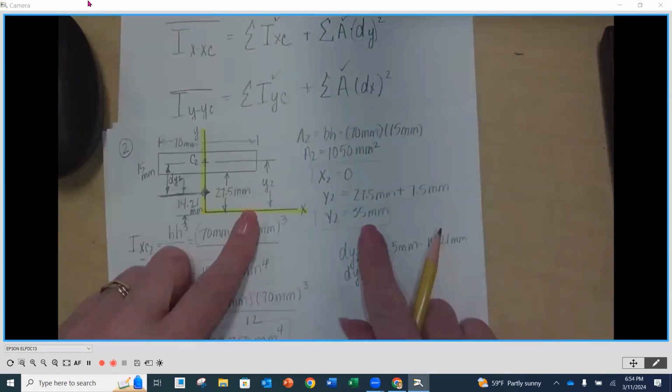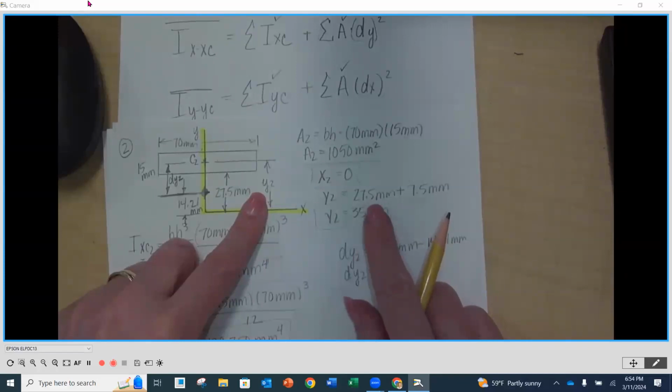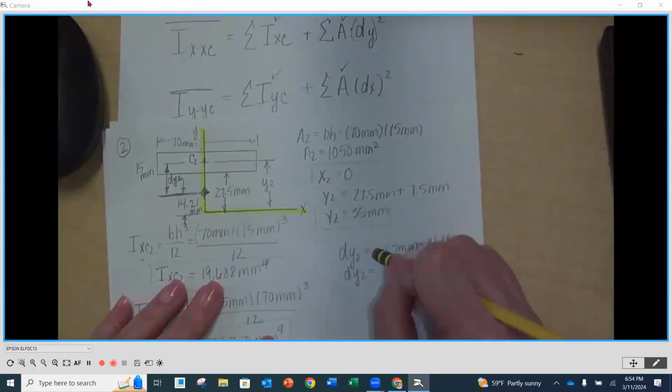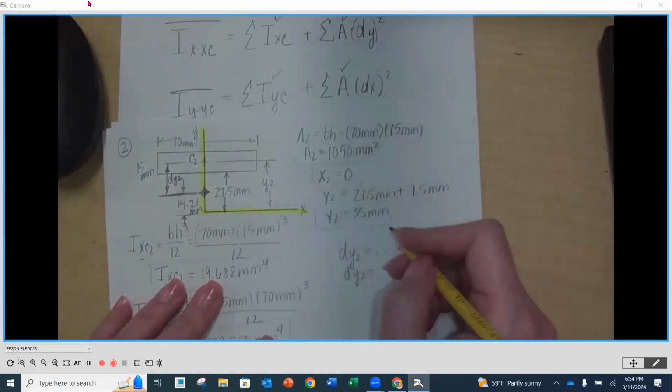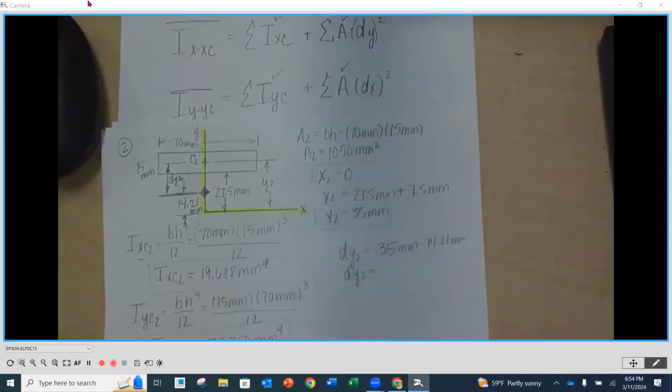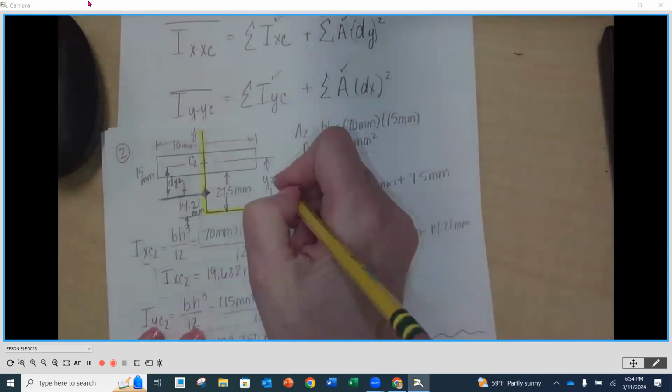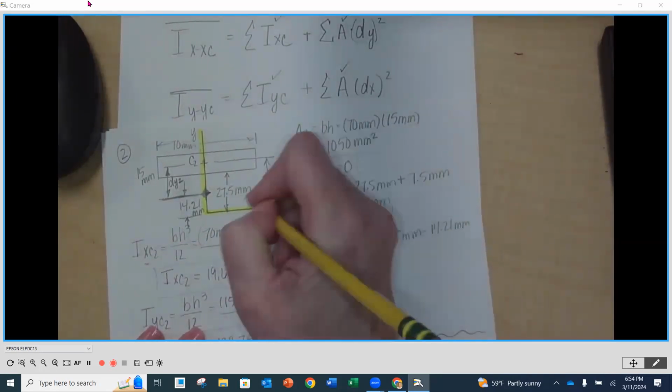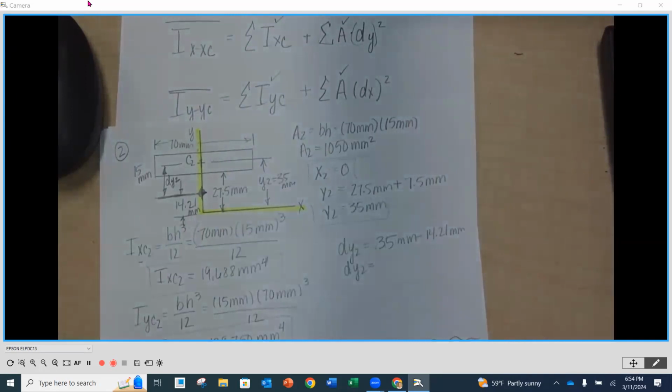Oh, thank you. You're right. I was looking here. It's right here, 35. Thank you, Josh. No wonder you were like, no. 35 minus 14.21. This is 35. Yeah, the 27.5 is at the bottom there.